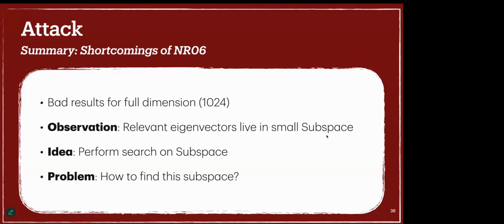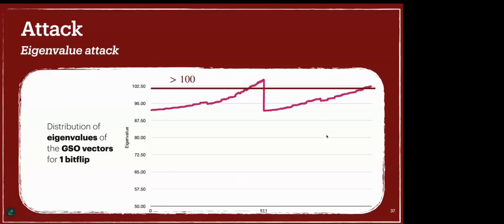So probably one of the reasons Nguyen and Regev fails is that the dimension is quite large, so the space might be too large for the attack to succeed. One idea would be to improve the performance and probability of success by restricting ourselves to a smaller subspace. And now the problem is, how do we find this subspace?